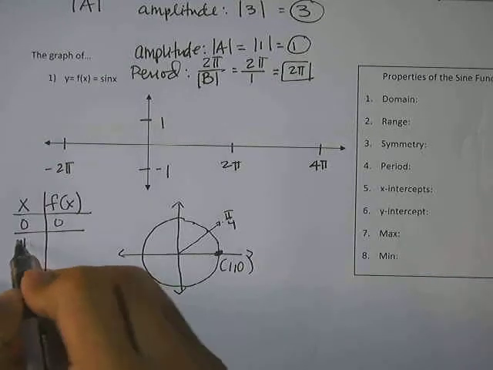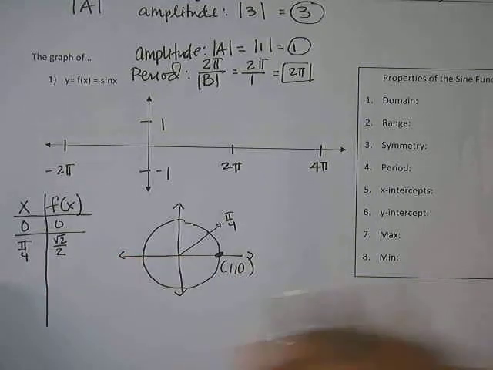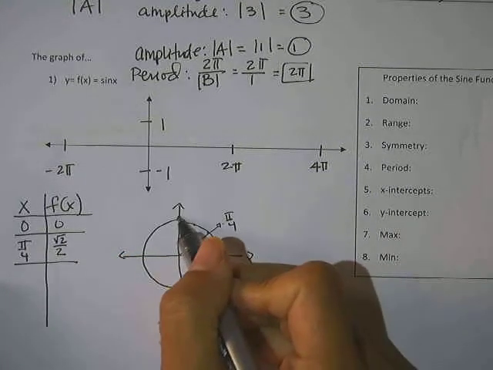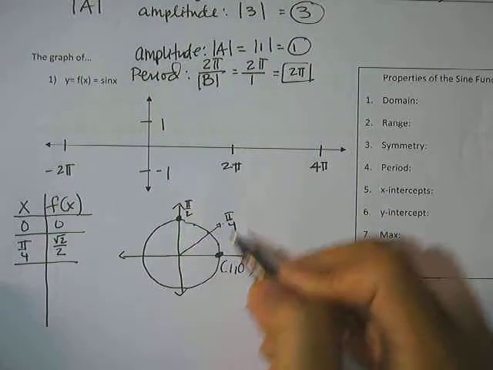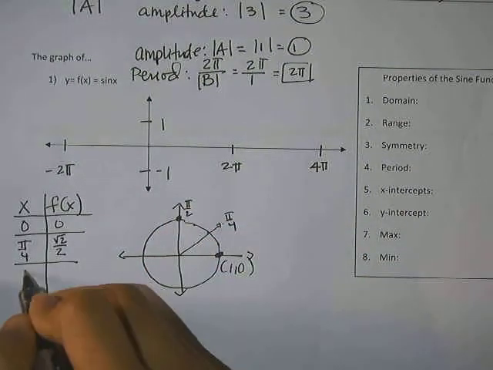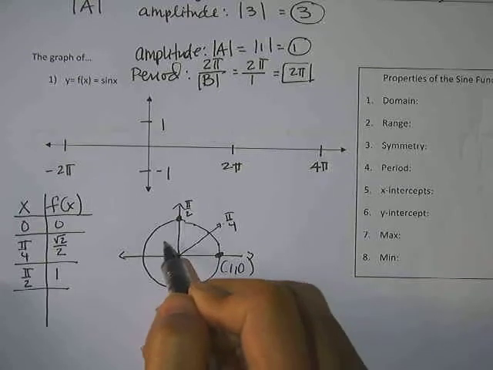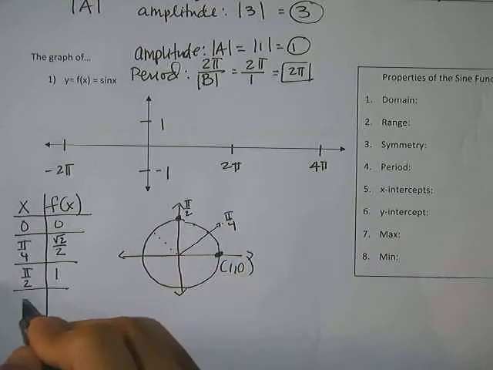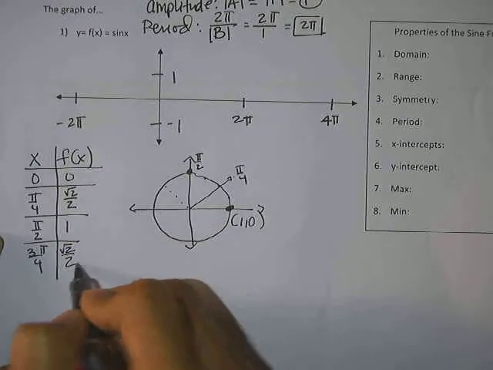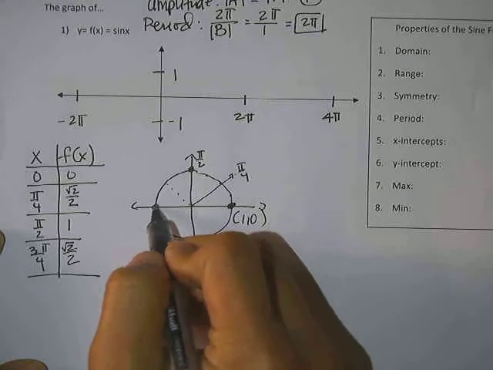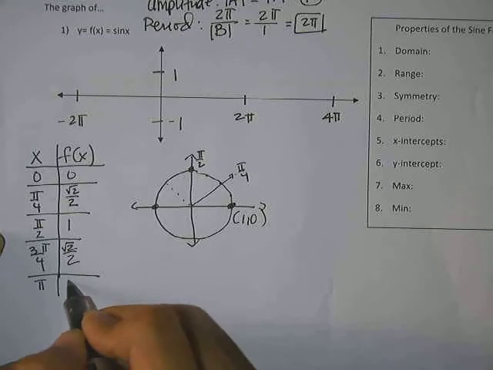When x is pi over 4, sine of pi over 4 is rad 2 over 2, okay? And so we're going to go with this piece. This is 90 degrees, or pi over 2. Sine of pi over 2 is going to be 1. Then we're going to pick this point. This is 3 pi over 4, so sine of 3 pi over 4 is going to be positive again, rad 2 over 2. Then I'm going to pick this point, which is pi. Sine of pi is going to be 0.